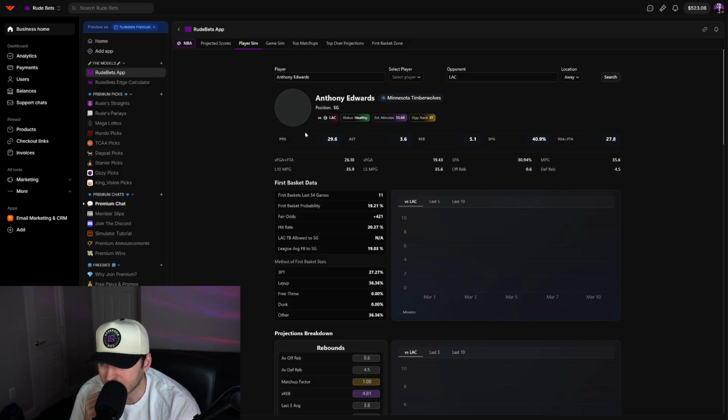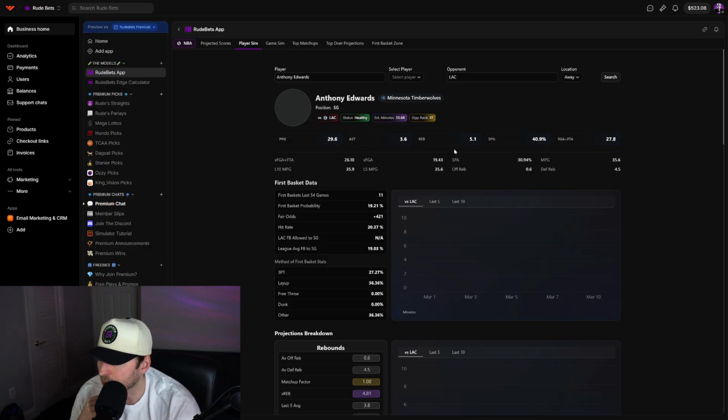And then underneath that, we have some general stats for the year. Points per game, assists, rebounds per game, 3-point percentage, and then his field goal plus free throw attempts. So he's shooting about 27.8 shots plus free throws per game. And underneath that, we have a little bit more stats as well as some early projections here. So expected field goals plus free throw attempts. I love this metric right here. This tells you about how many shots they're going to take. And shot volume kind of rules everything, especially if you're taking points lines. So his expected shots plus free throws today is 26.10, which is about 1 less than normal.